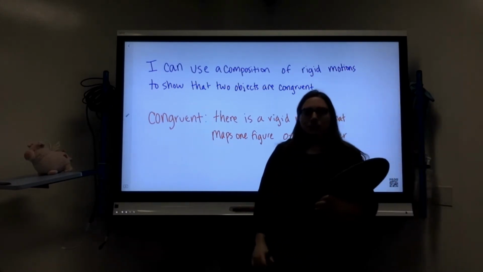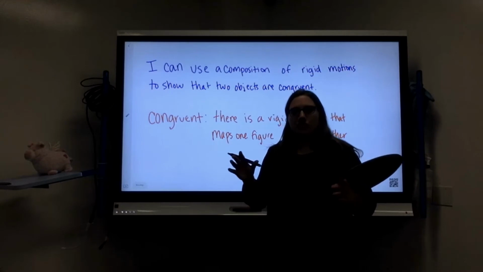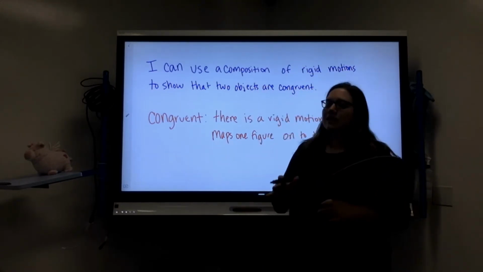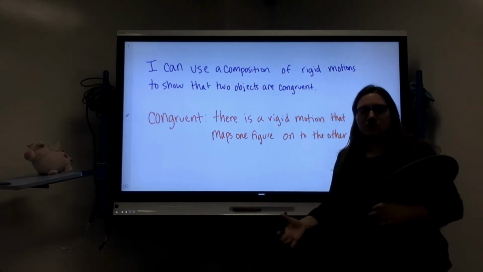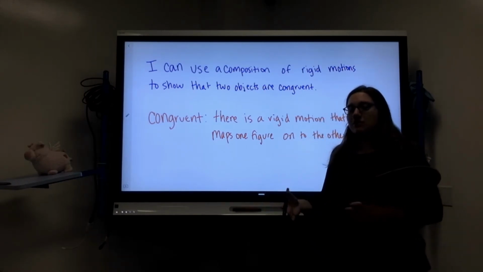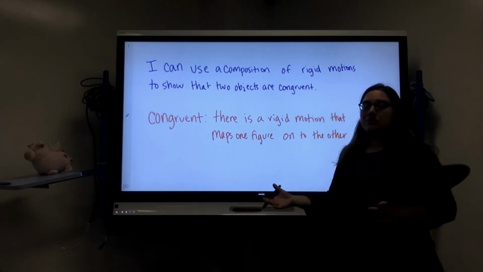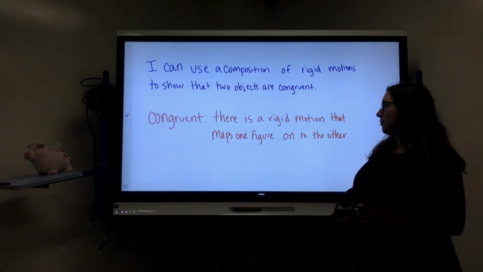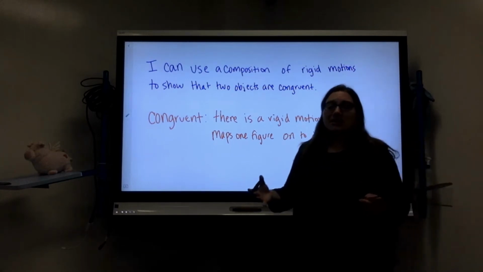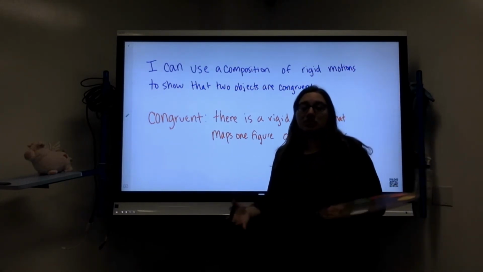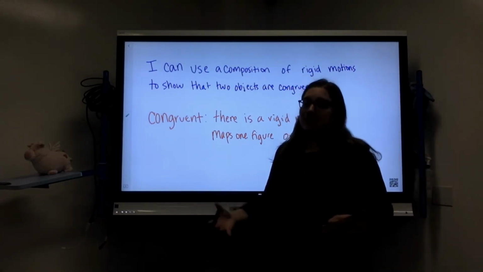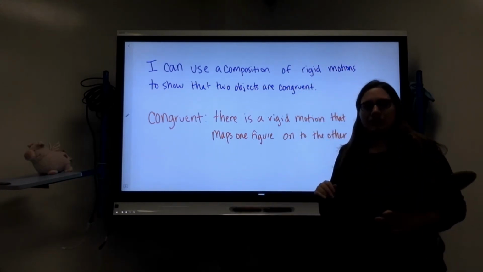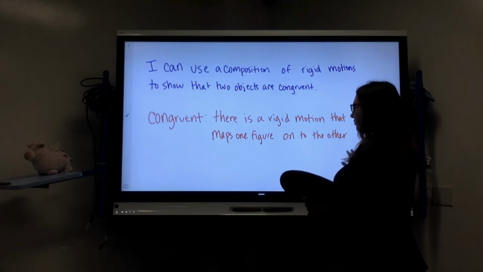Okay, so those are the two main things that you need to take away from this lesson. That you can use a composition of rigid motions to show that two objects are congruent. That congruent means that there is a rigid motion that maps one figure onto the other. That means they keep the same exact shape, just like I've been telling you all year. Okay? Now, let's look at what that might look like.